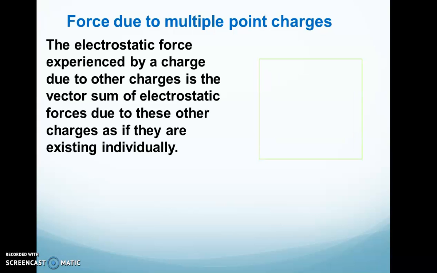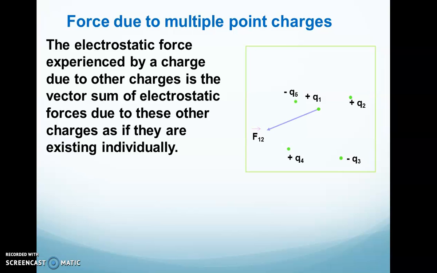Now we have already gone through Coulomb's law. Coulomb's law is applicable for 2 point charges. Now there are so many charges lying in a surface. Let Q1, Q2, Q3, Q4, Q5, and we are finding the net force on Q1. So Q1 charge will experience 4 forces due to Q2, Q3, Q4, Q5.